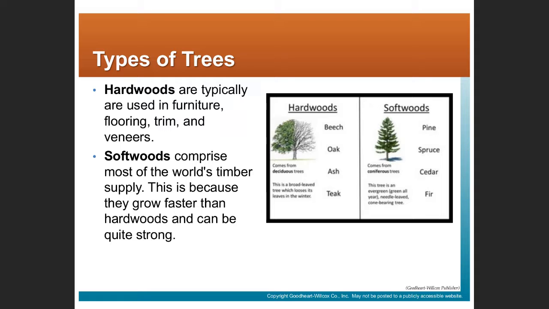Softwoods, again, from coniferous trees. So pine is a softwood, spruce, cedar, fir, Douglas fir, those are all softwoods, right? Most of the timber that we use, most of the wood we use in construction, are softwoods. They're faster growing than hardwood, and they still can be quite strong. So we're typically going to frame or use softwoods, use pine for the rough framing in a building.